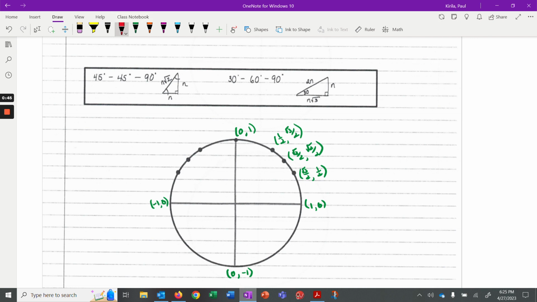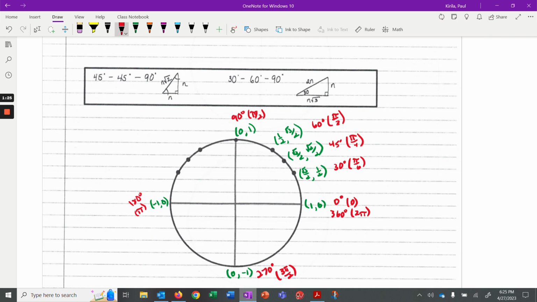Again, just labeling: this was 0 degrees or 0 radians, as well as 360 degrees or 2 pi radians. This was 30 degrees or pi over 6 radians, 45 degrees or pi over 4 radians, 60 degrees or pi over 3 radians. This was 90 degrees or pi over 2 radians, 180 degrees or pi radians, and 270 degrees or 3 pi over 2 radians.